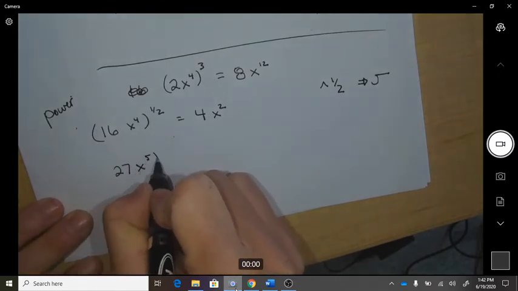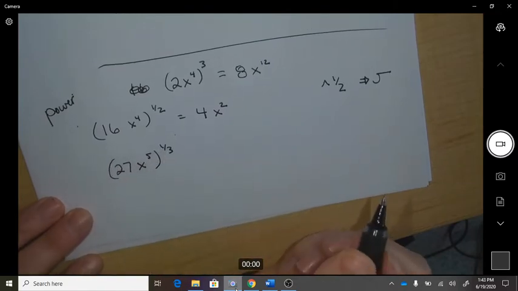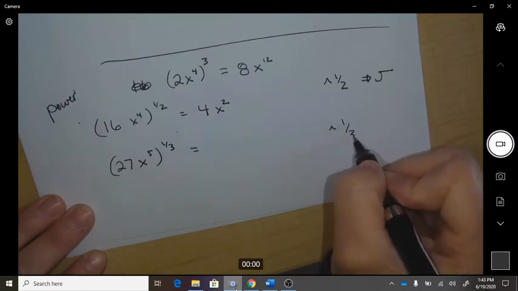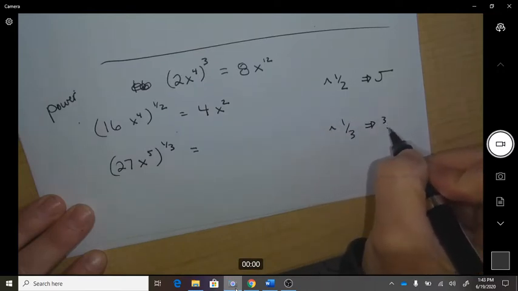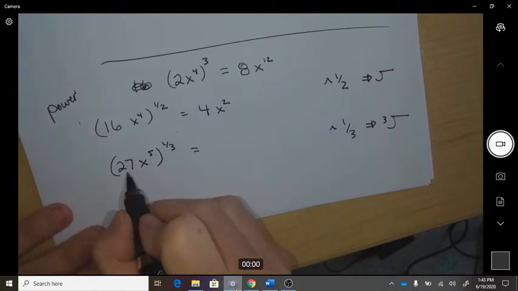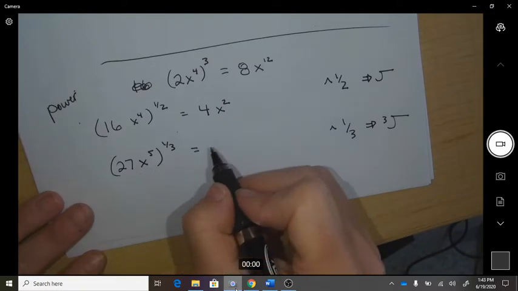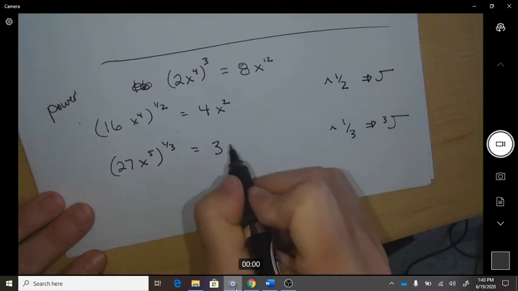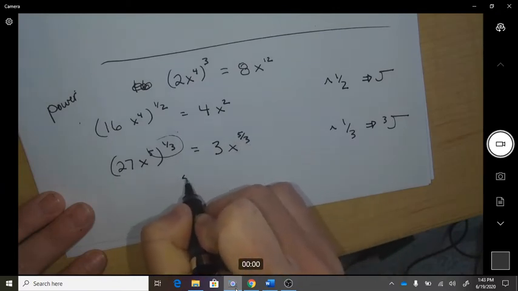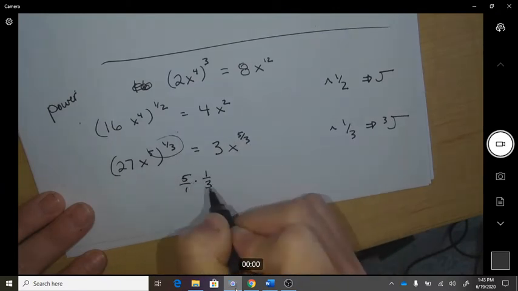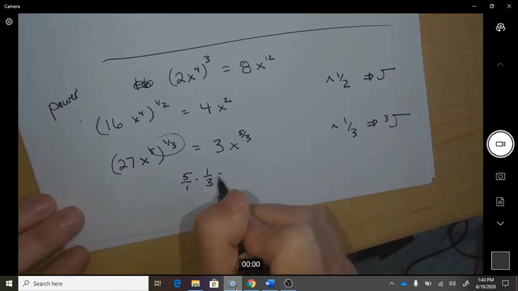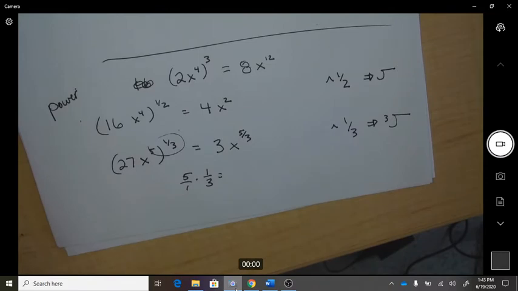27x to the 5th, and then to the 1/3. So this exponent is the same as taking the cubed root. So cubed root of 27 is 3 times 3 times 3, right? So 3. And then I times those, so 5/3. So if you forget your fraction math, I'm just saying 5/1 times 1/3, and then saying the top is 5, the bottom is 3.